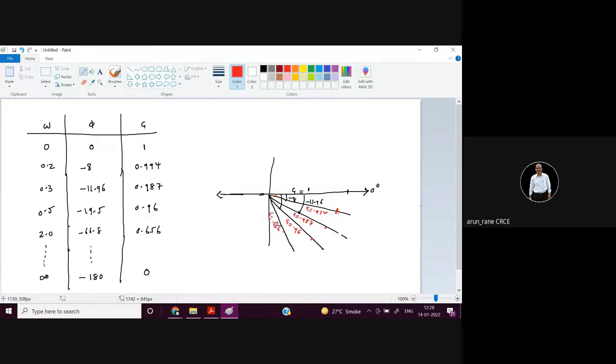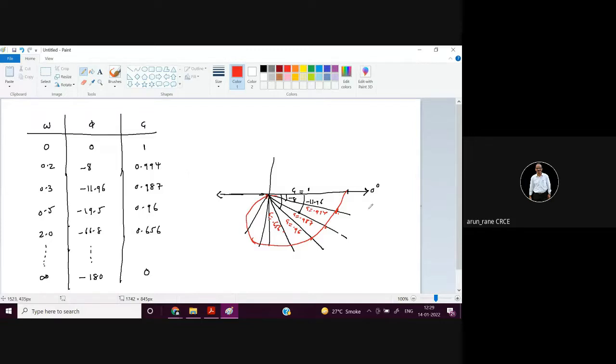Then minus 180. Minus 180 means it rotates like this, and beyond 180 you will still have different values. Then it will go like this, so your graph will come like this, and it will reduce to 0 degree. You have to still draw many lines here. Now you have shown G and phi, and further you have to write omega.